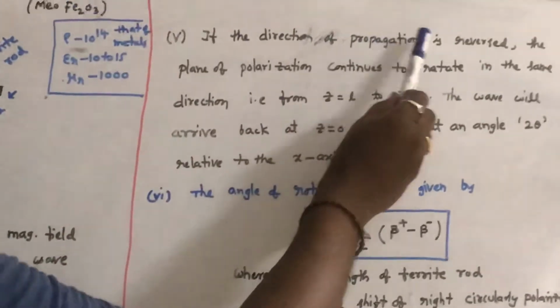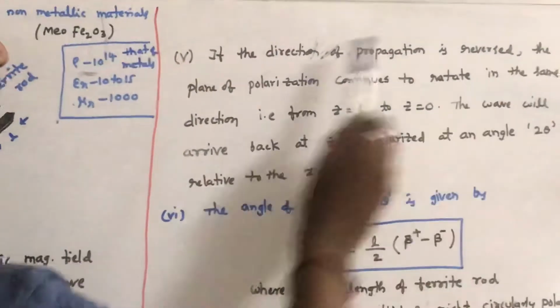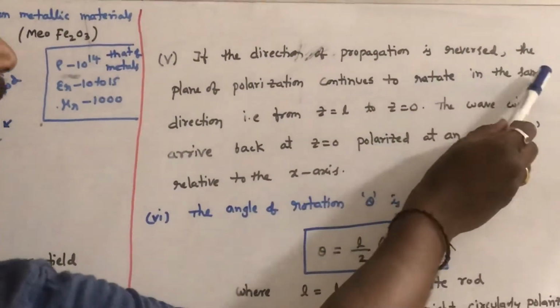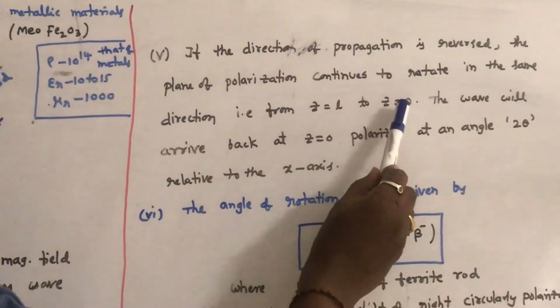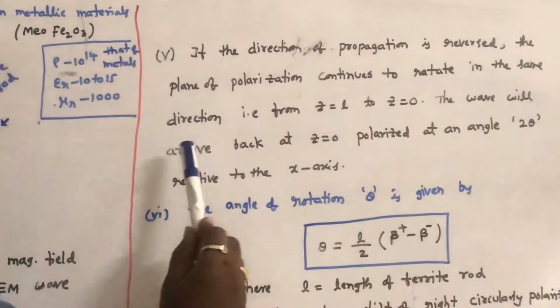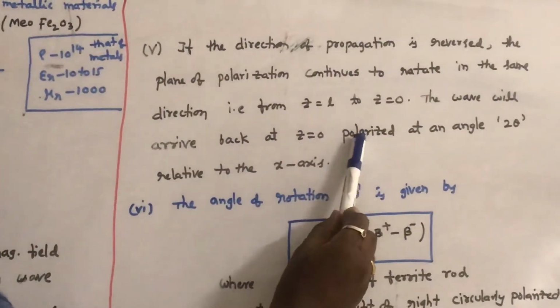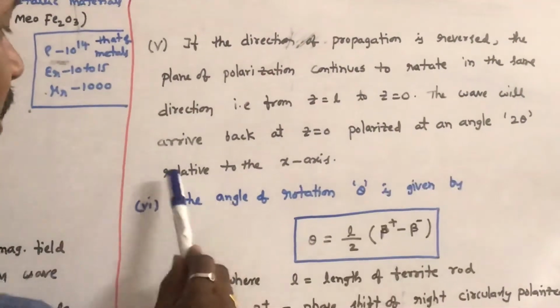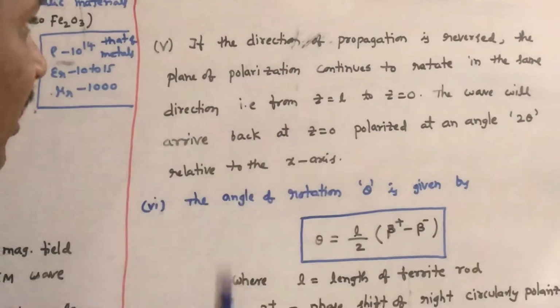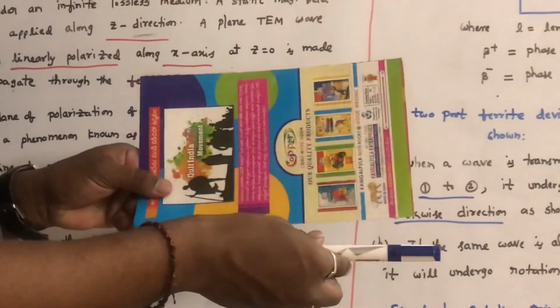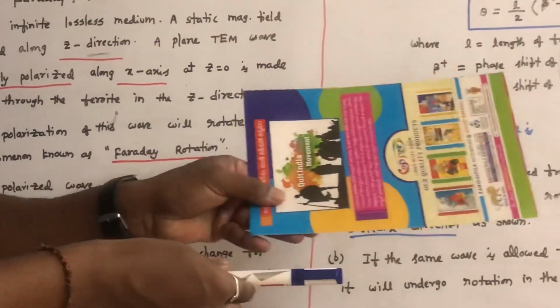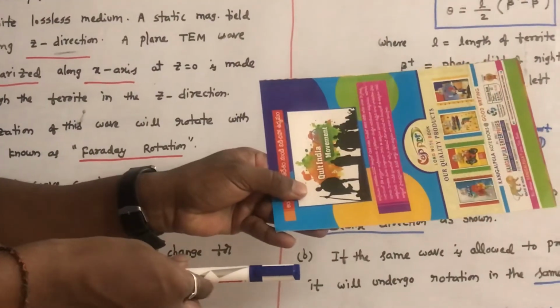So the next point we see: if the direction of propagation is reversed, the plane of polarization continues to rotate in the same direction, that is from z equal to L to z equal to 0. The wave will arrive back at z equal to 0 polarized at an angle 2θ relative to the x-axis. Let us see, for example, say this is the ferrite material, so when the wave passes, the plane of polarization changes to an angle θ with respect to vertical.